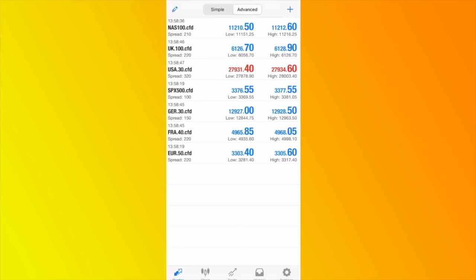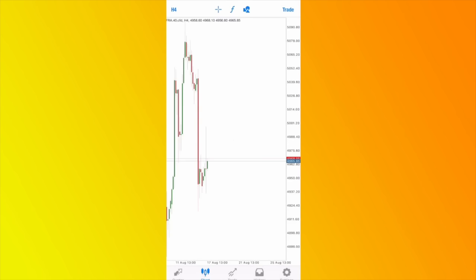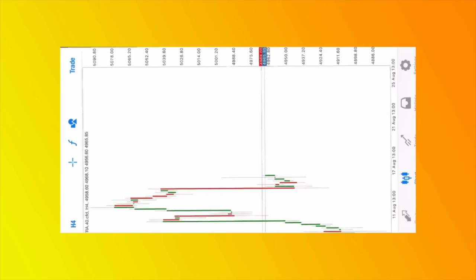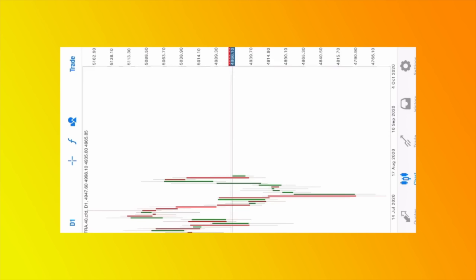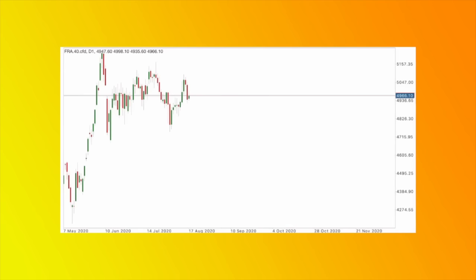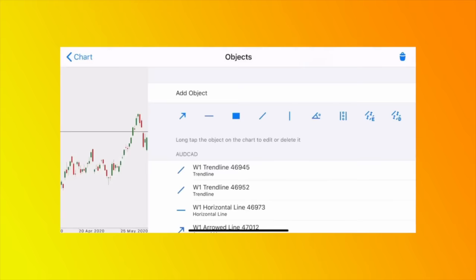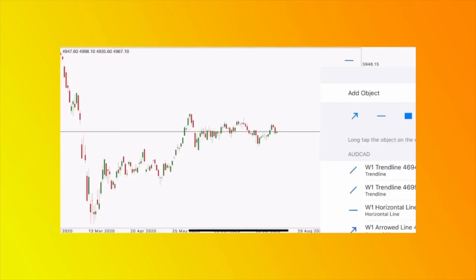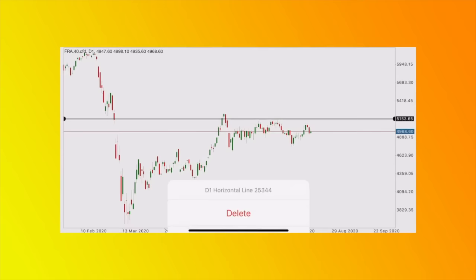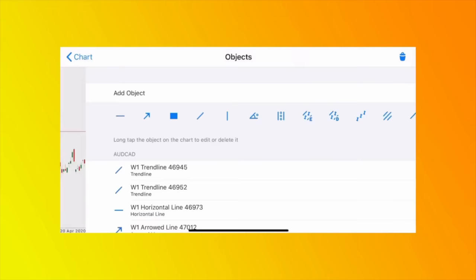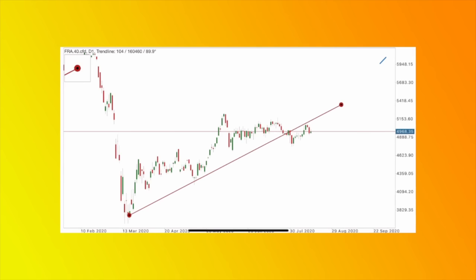Okay, now I'm left with only two pairs, which is France 40 as well as Euro 50. So let me do France 40. I'm going to be following the very same procedure that I said we are going to be doing. So the first one is what? You go to a daily time frame. From a daily time frame, you then do what? You then cater for your diagonal supporting trend line, which is this one.